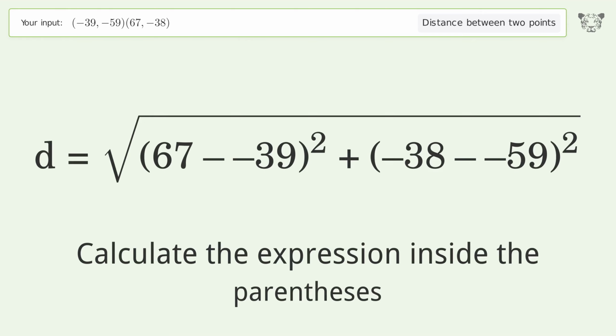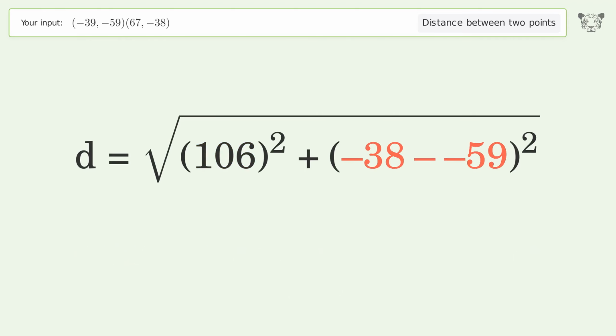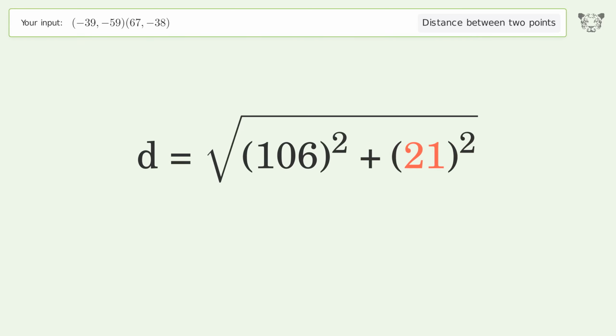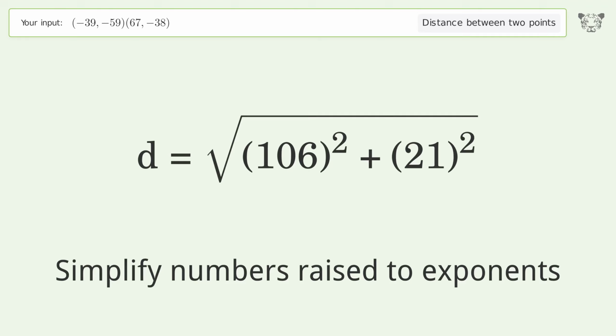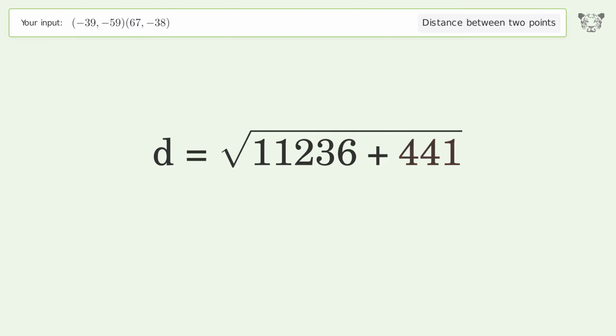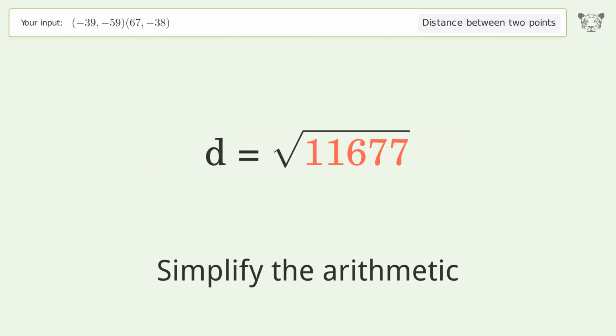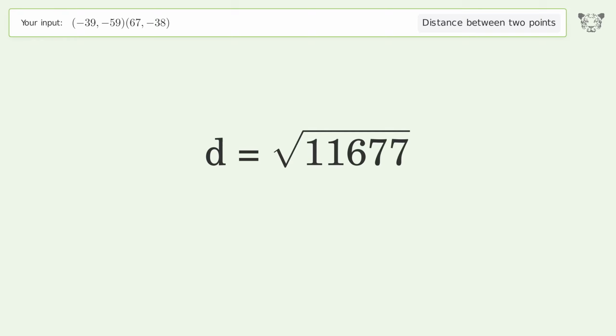Calculate the expression inside the parentheses. Simplify numbers raised to exponents. Simplify the arithmetic. And so the distance between the 2 points is the square root of 11,677 or 108.06.